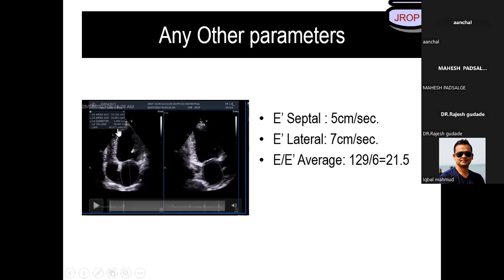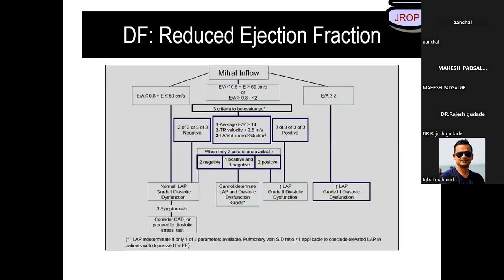LA volume is 46 ml, so it is more than 34. Normal LA volume is 34. So all three parameters: LA volume more than 34, E by E prime is more than 14, and again we have seen the previous one, TR jet is lesser. So this was reduced ejection fraction. E by A ratio ranges between 0.8 to 2. Yes, sir.